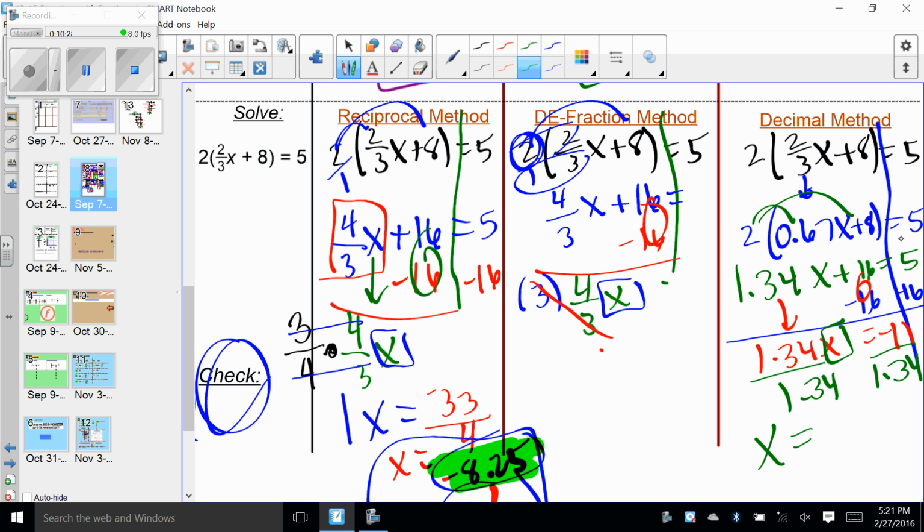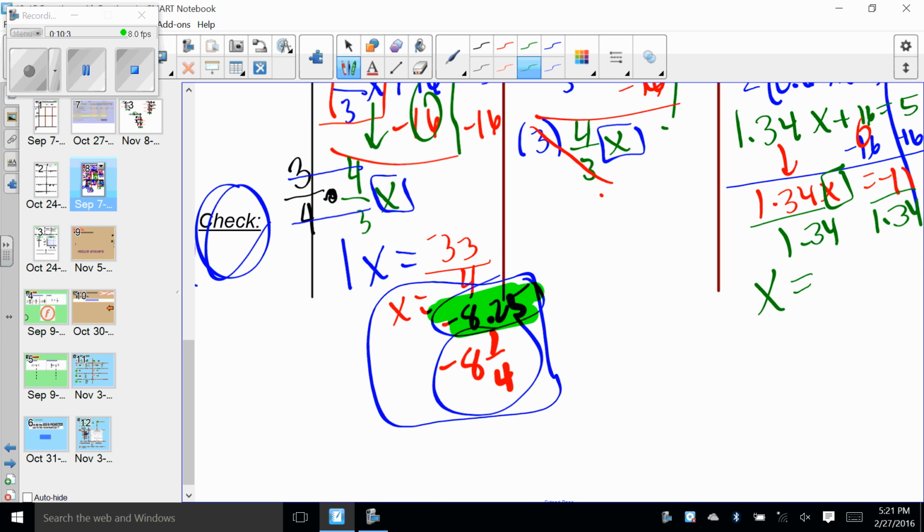Now this problem is a little tricky because we did round our 0.666. We rounded to 0.67, which means it's probably not going to be perfect anymore. So when we divide on the right-hand side then, we end up with negative 8.21. And because of rounding, we're going to approximately equal that. So approximately equal to negative 8.21.